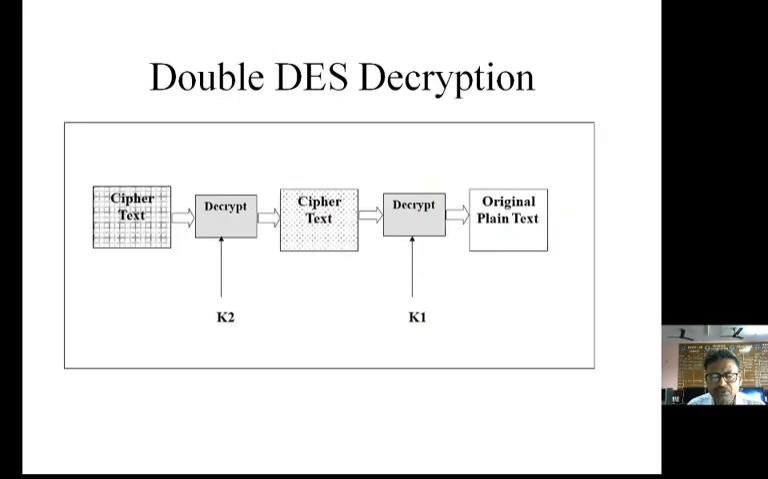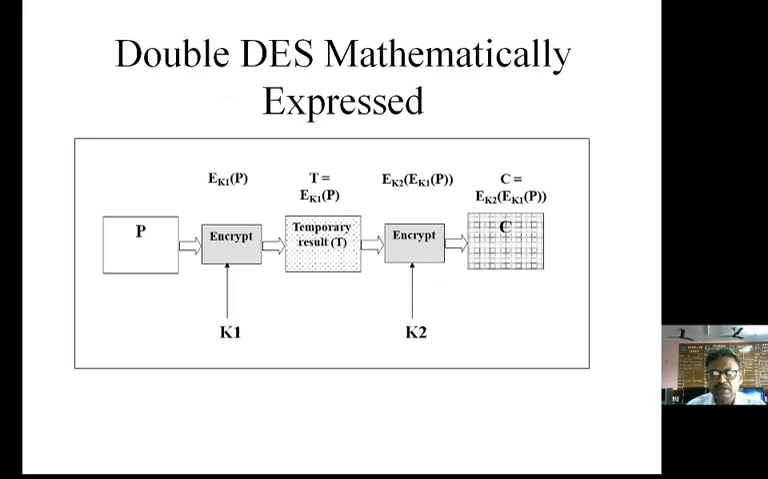And how does it happen? As far as the mathematical expressions regarding DES are concerned, the plain text P is encrypted by K1. E stands for encryption, K1 stands for the K1 key, P stands for the plain text. So whatever result we get is EK1(P). And this T equal to EK1(P) is further encrypted with the K2 key. So it will be EK2(EK1(P)), and then C will be equal to EK2(EK1(P)). So this is the final ciphertext.